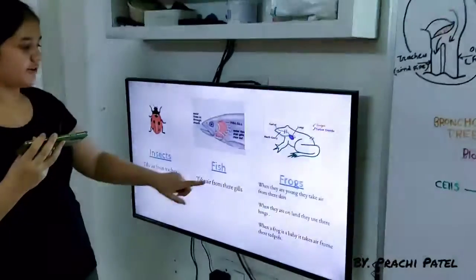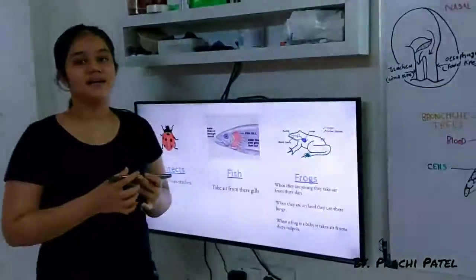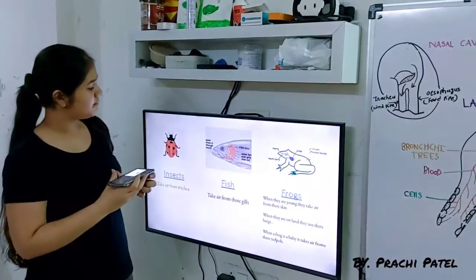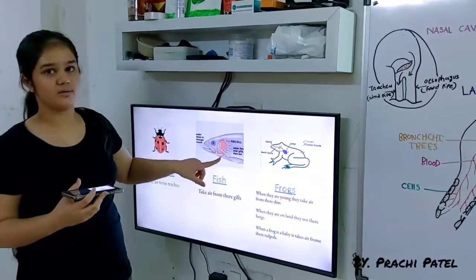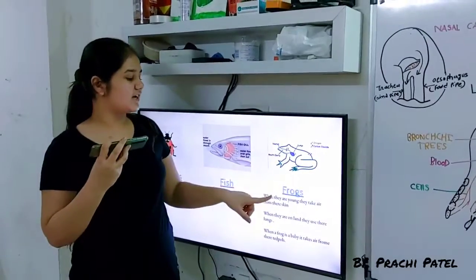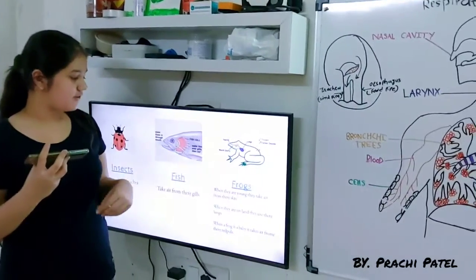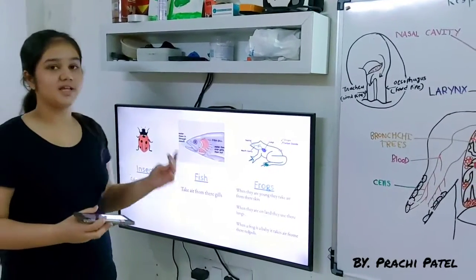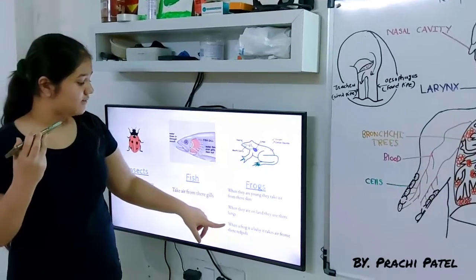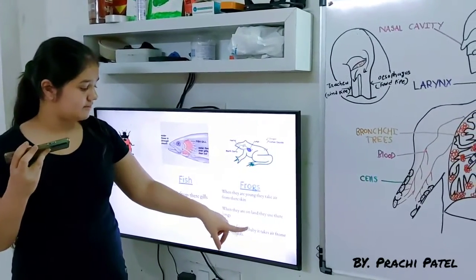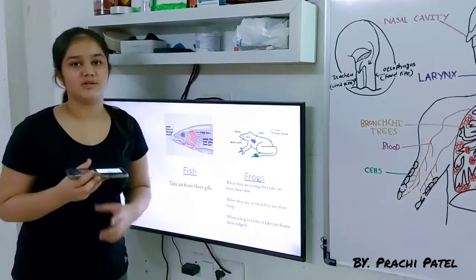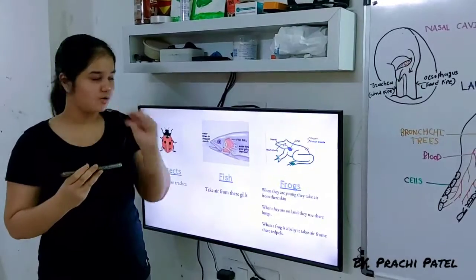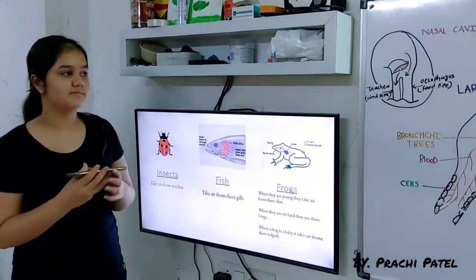Then let's see fish. Fish take air through their gills. Gills are over here. Maybe you have seen a fish, so you can see the gills. In the picture also you can see the gills right over here. In the case of frogs, when they are young, they take air through their skin. When they are on land, they use their lungs like us. And when they are babies, they breathe through their tadpole openings, which look like a hole behind the ears.